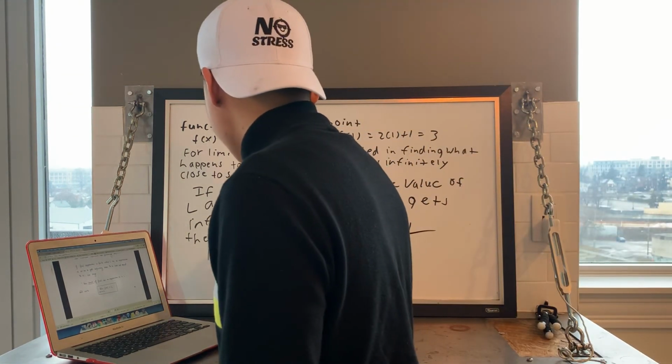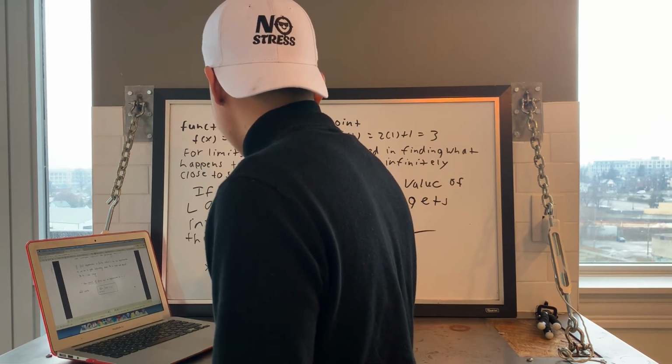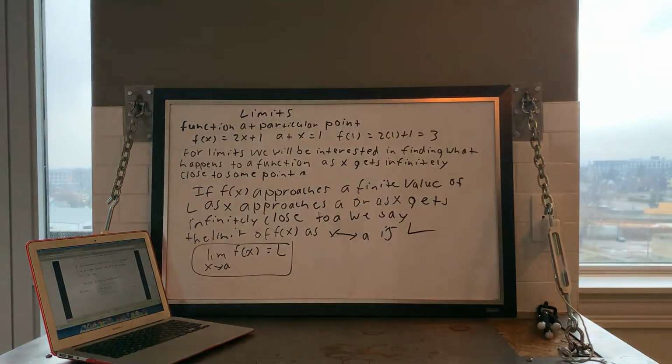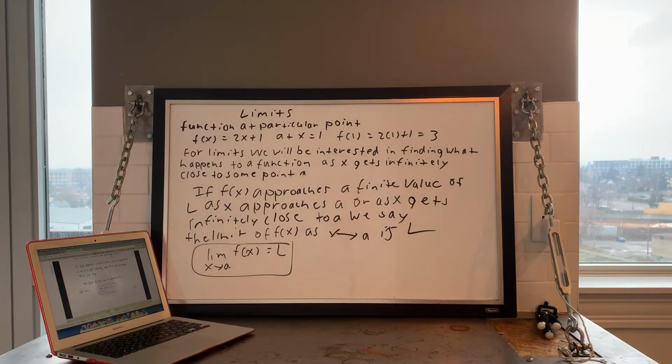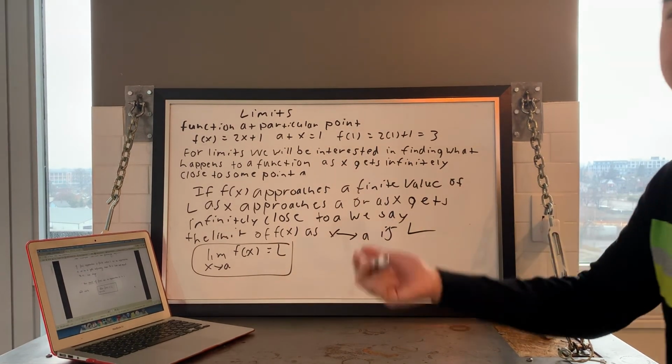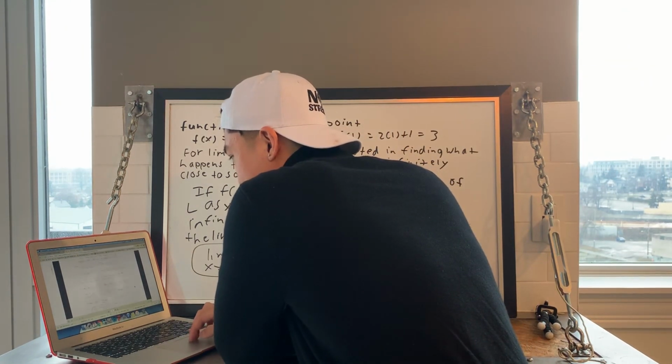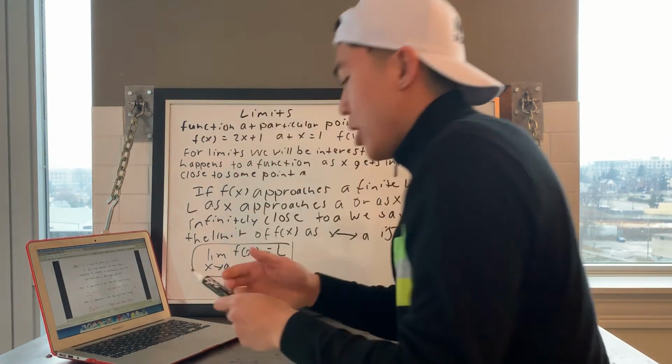So we go limit as x approaches A of f of x equals L. So that's the definition that we're going to be using for the limit moving forward. As x approaches A, it's going to be L. Like my L right there, super extended L part. So we'll come back and keep talking about limits.